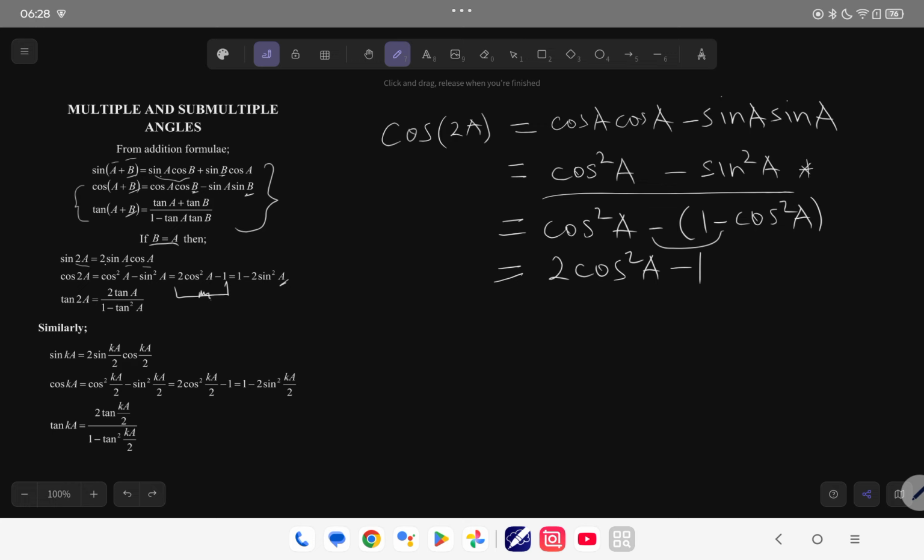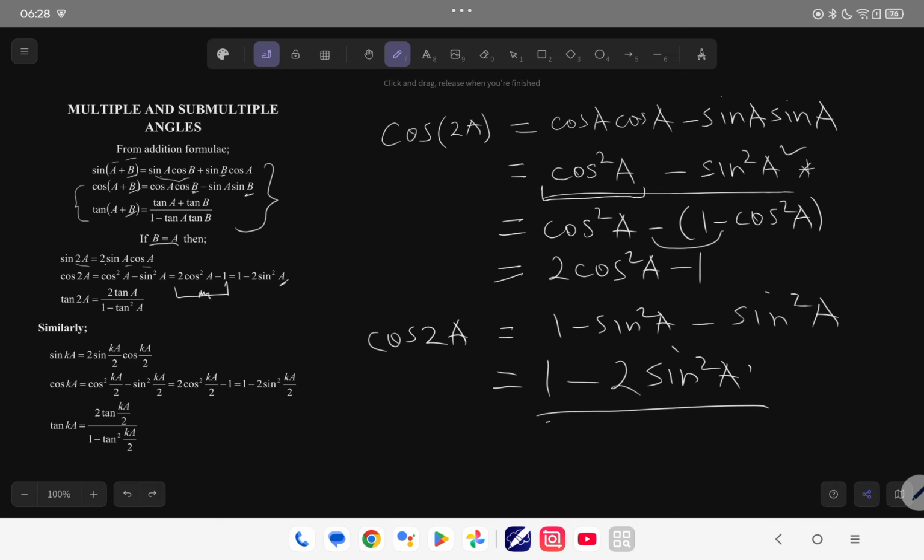Also, from this very step, we can choose to eliminate cos squared A, so that we get cos of 2A is equal to, in the place of cos squared A, we can put 1 minus sin squared A, then minus this sin squared A. This will give us 1 minus 2 sin squared A. So depending on what you want to apply, you can either use cos 2A as cos squared A minus sin squared A, or you use 2 cos squared A minus 1 for cos 2A, or you use 1 minus 2 sin squared A for the same.